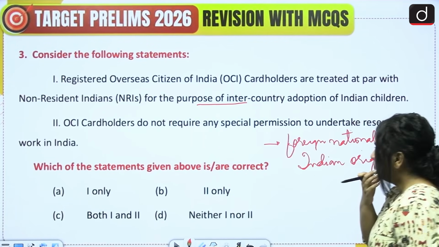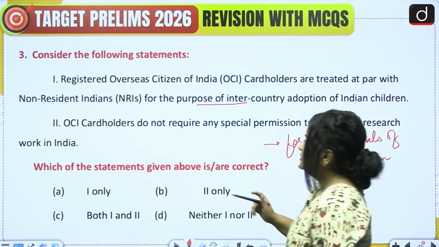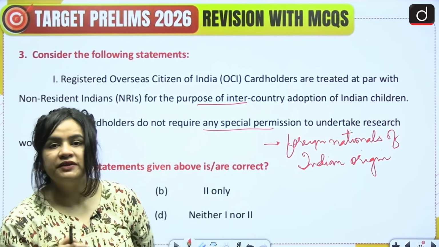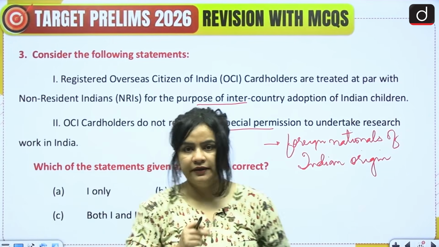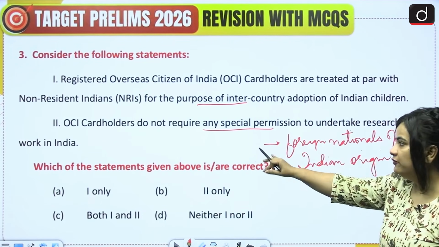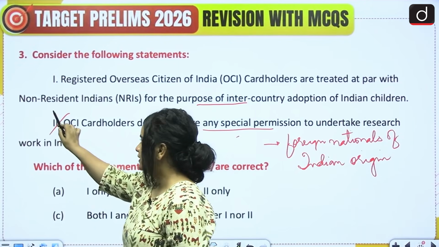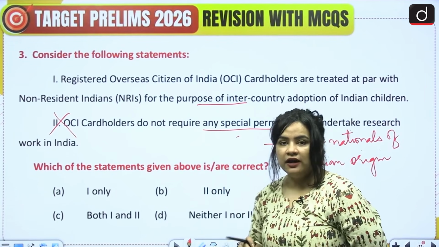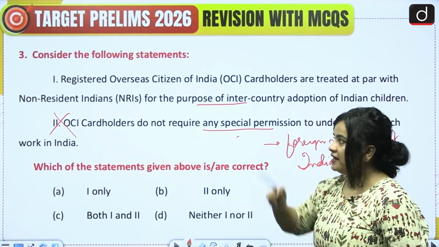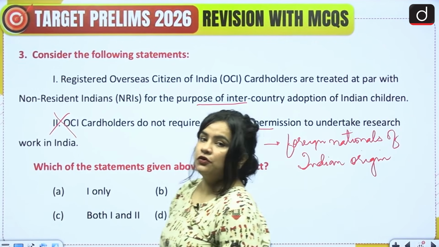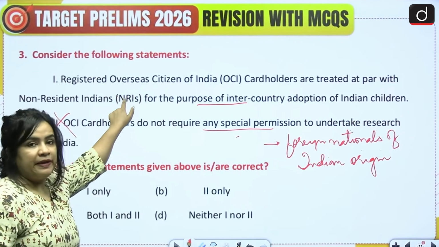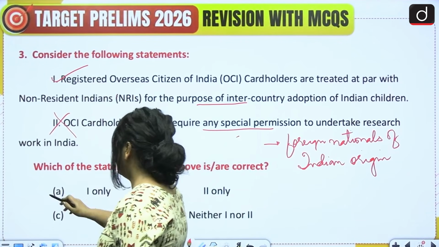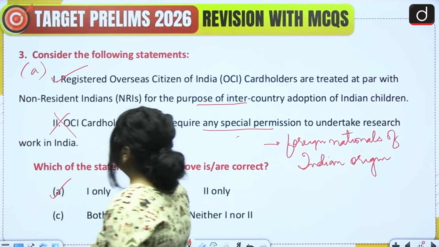When we talk about the second statement, it says OCI card holders do not require any special permission. No, they do, because they must inform the concerned mission, ministry, post, or their nearest registered offices. Therefore, this statement becomes incorrect. However, within those benefits, it is also mentioned that registered OCI card holders are treated at par with NRIs when it comes to inter-country adoption of Indian children. So, this is indeed a benefit that OCI card holders avail. So, this statement is correct. We have option A as the correct answer, which is one only.